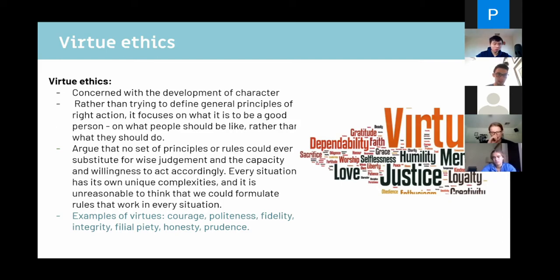Virtue ethics is saying that to do the right thing is to be a good person and to do what a good person would do. Be like a good person should be, rather than think about what to do. And when you are like a good person, then you will act like a good person.